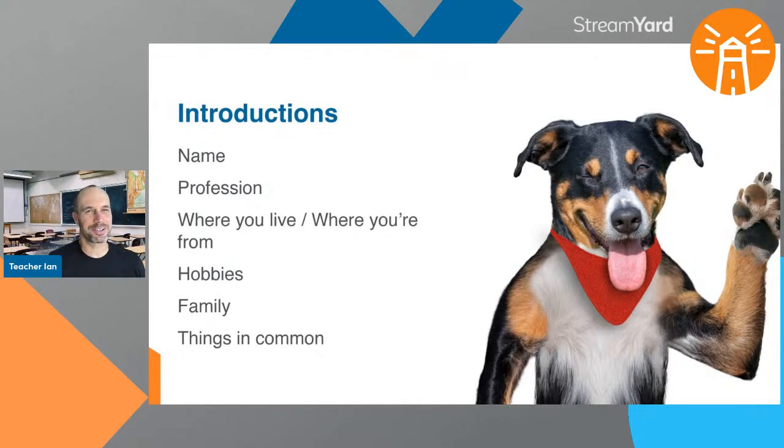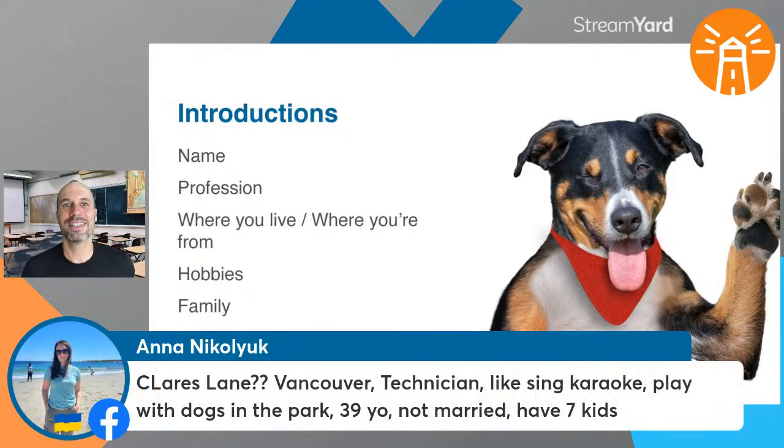Maybe he shared too much information, right? He shared his age, he shared how many kids, he shared his marital status. That's what we call oversharing. And you don't want to overshare. You want to just say the right amount of information.